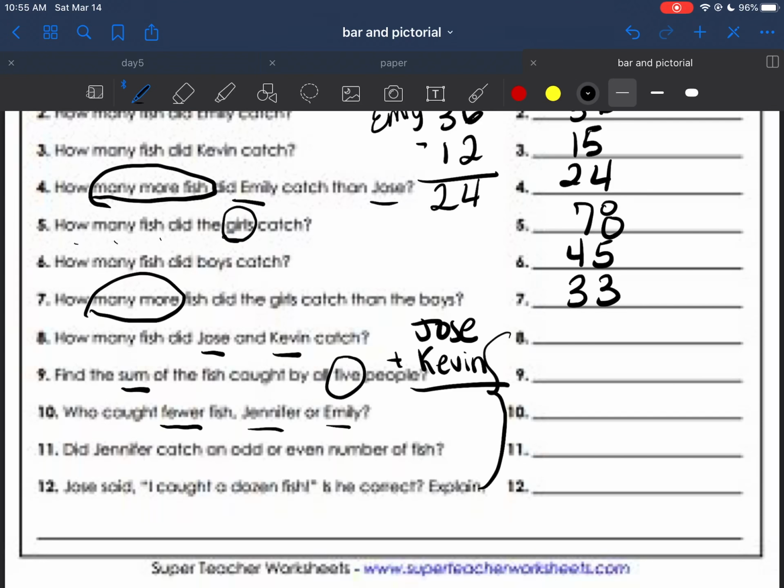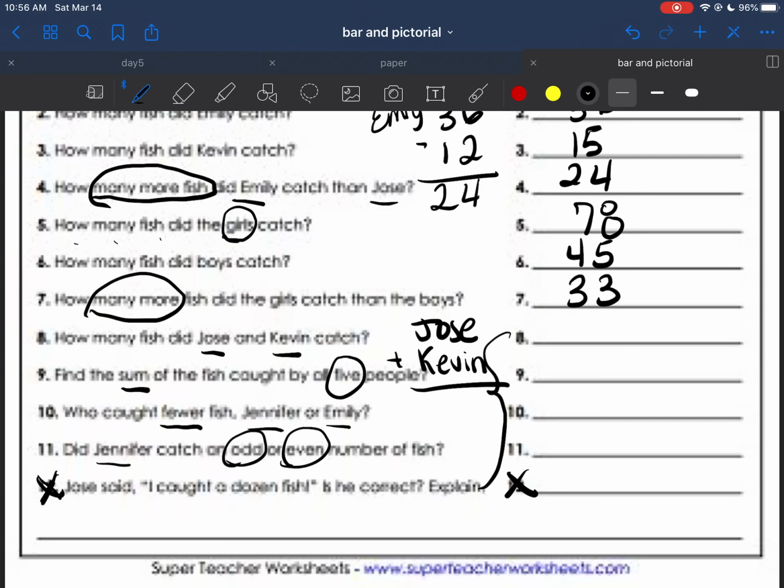Did Jennifer catch an odd or even number of fish? Remember, what does odd mean? What does even mean? We're going to skip 12 because that one's a little blurry. Okay. So what I want you to do is pause the video. After you have solved these last 4 questions, you can play and I will have the answers displayed for you.